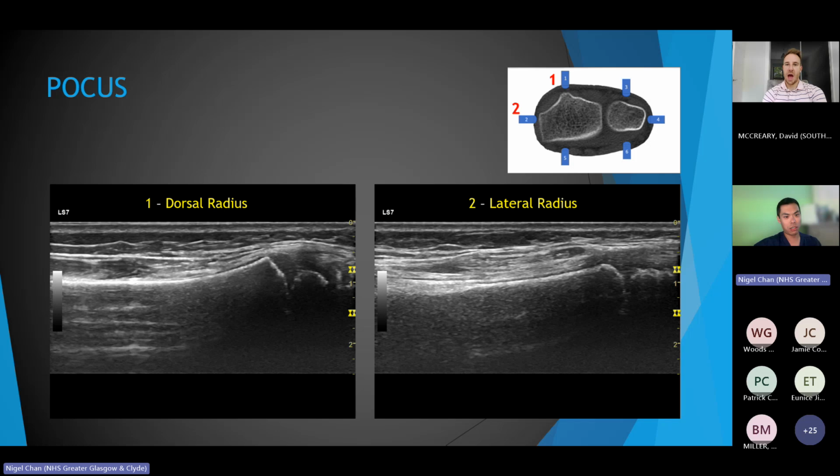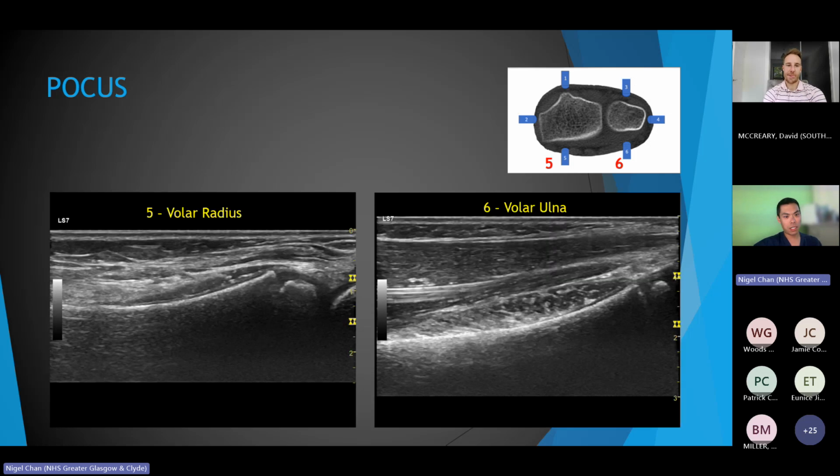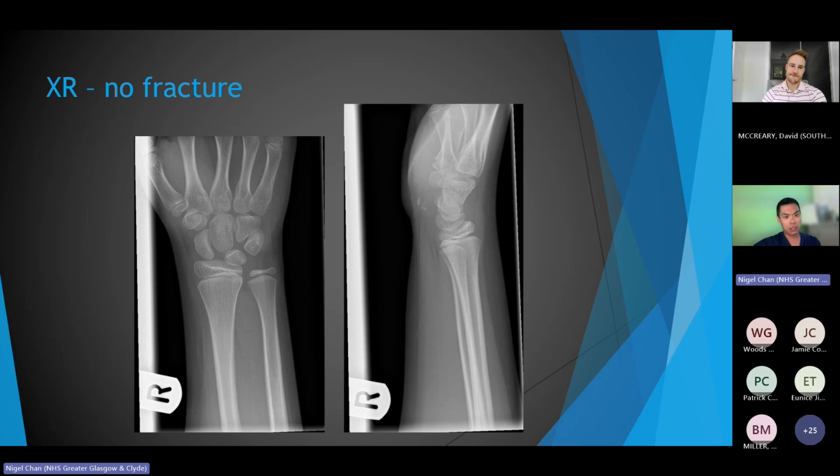This is the bone here. This is the ulna. That's what it looks like. That's the volar surface. So it tends to be a bit deeper because there's a bit more muscle in that aspect, but again, you can see the bone here. And that's what his x-ray looked like. So he didn't fracture anything, he just sprained his wrist, basically.